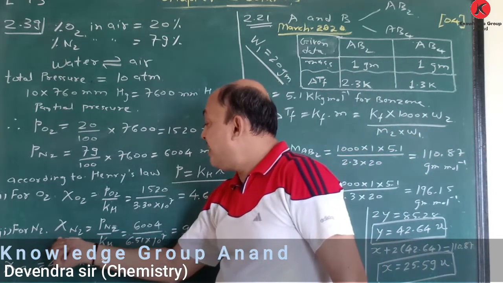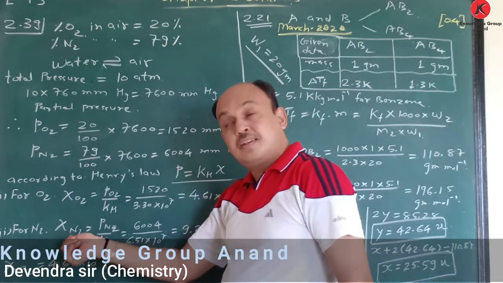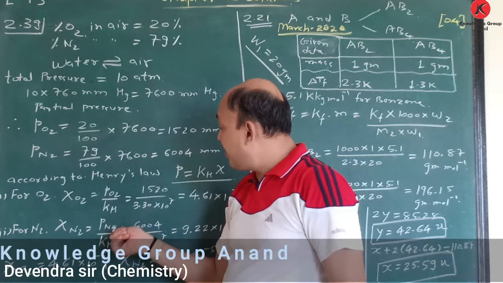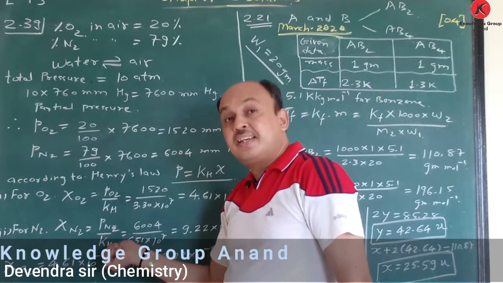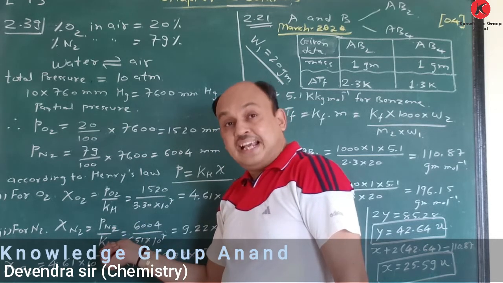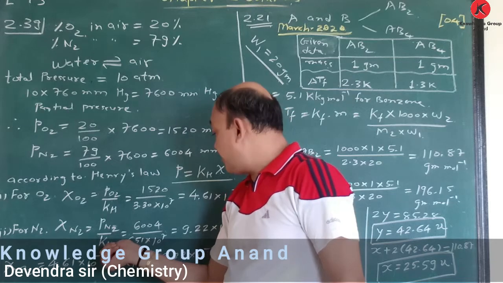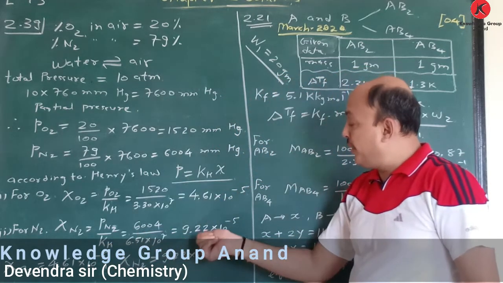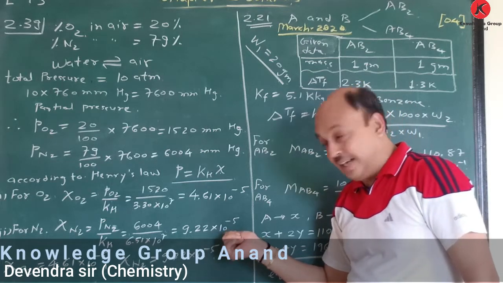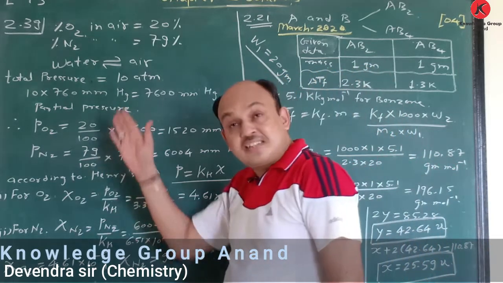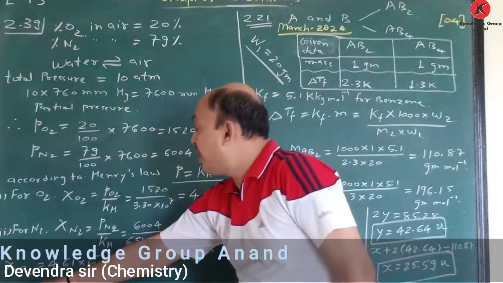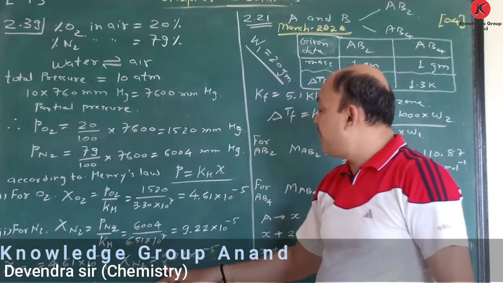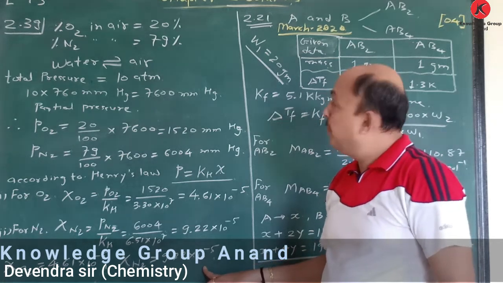For dinitrogen gas, chi of N2, that is the mole fraction of dinitrogen, is equal to the partial pressure of dinitrogen divided by Kh. Kh means Henry's law constant of dinitrogen. If you calculate it, you obtain 9.22 into 10 raised to minus 5, and that is the correct answer asked in your examination. So chi of O2 is equal to 4.61 into 10 raised to minus 5, and chi of N2 is equal to 9.22 into 10 raised to minus 5.